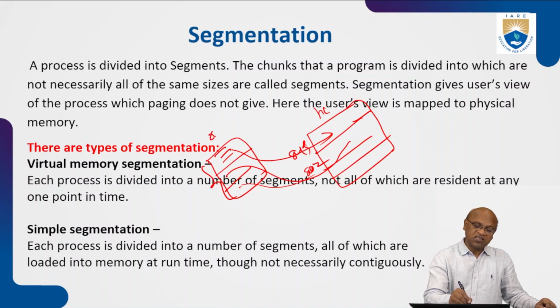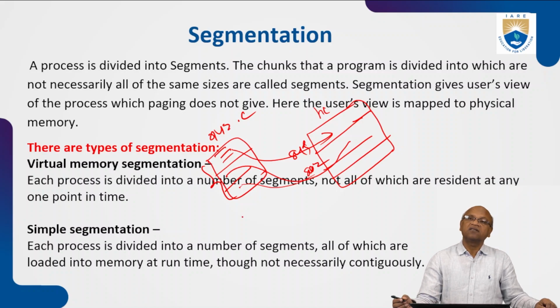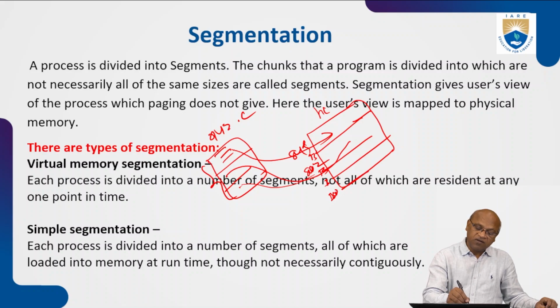Suppose this is one program, XYZ. Whatever the data part is will go to one segment, and like this the entire program will be divided into parts as per the requirement and saved in the segments. For every segment there will be a base address. From this base address, wherever your program is saved, that is the offset from the base address.